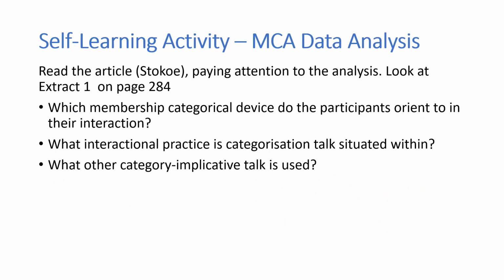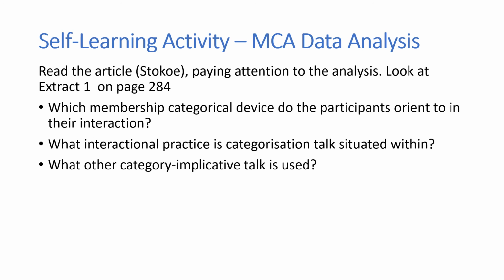Now that we've talked a bit about MCA, here's a self-learning activity for you. Looking back at the reading for the week by Stoko on MCA, focus on how she describes the analysis in relation to the different extracts. And for this activity, look at extract 1 on page 284. Examine the extracts as well as the analysis that is written alongside the extract and answer these questions.